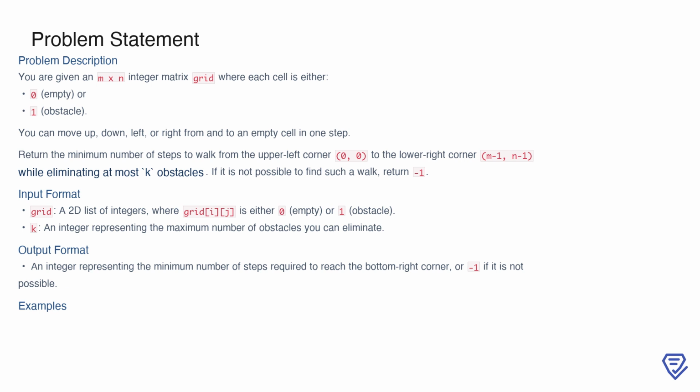You can move one step at a time, either up, down, left, or right, but here's the challenge: along the way, you can eliminate obstacles, but only up to a maximum of k obstacles. If it's not possible to reach the bottom right corner, the function should return -1. The input consists of the grid itself and the integer k, and the output is the minimum number of steps needed to complete the path, or -1 if such a path can't be found.